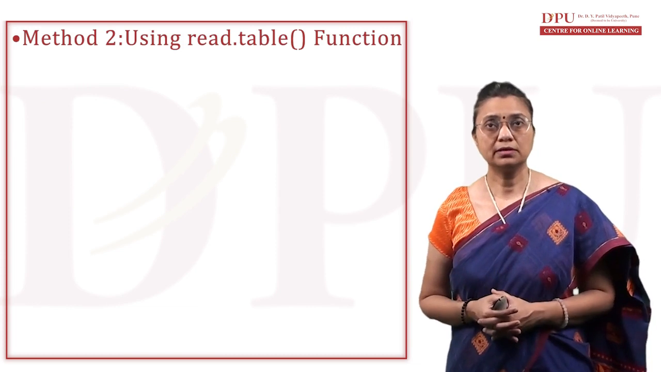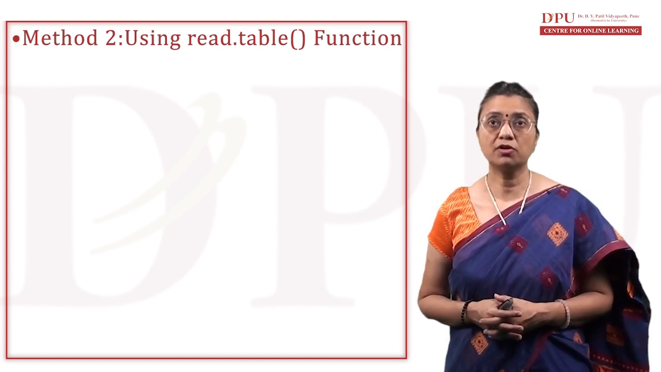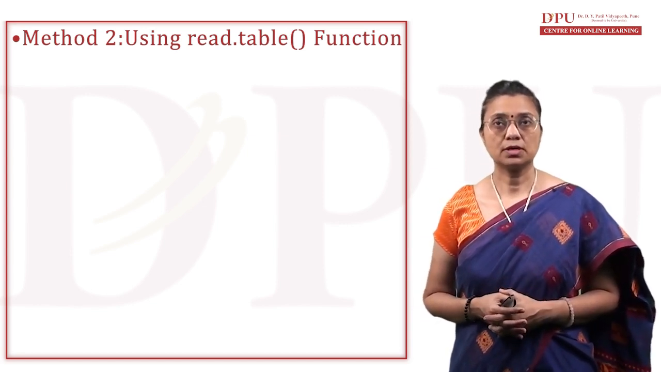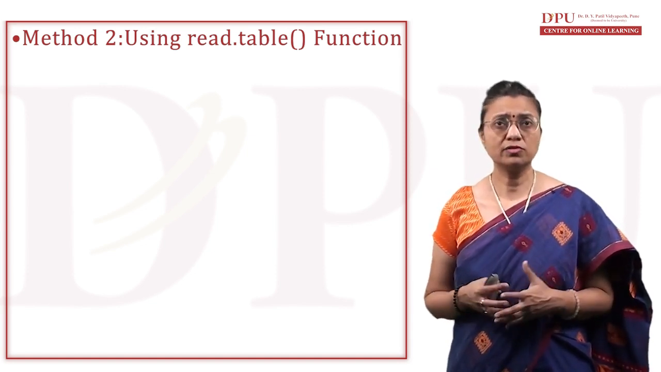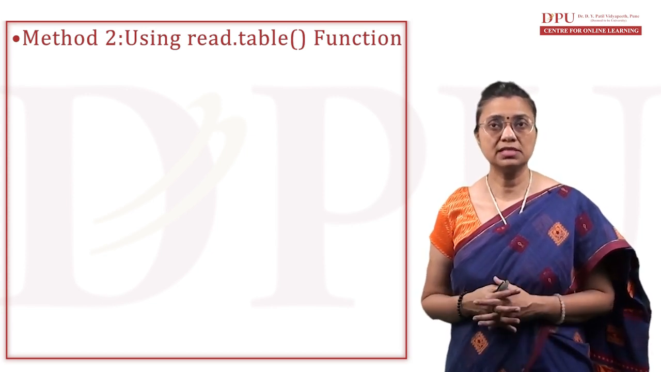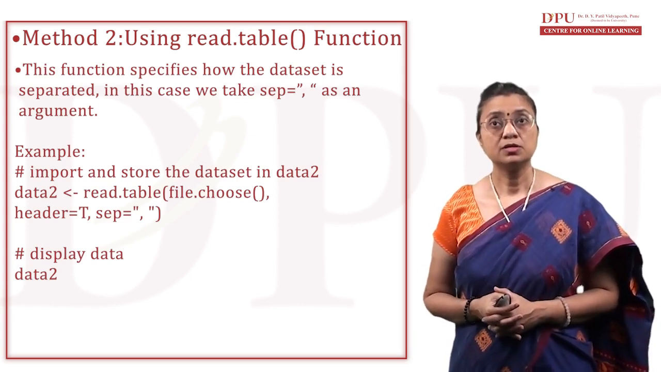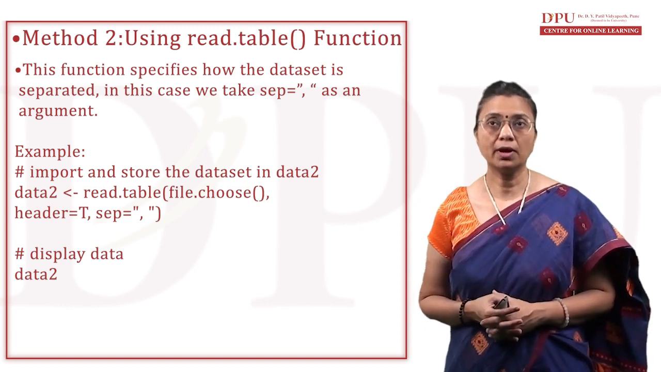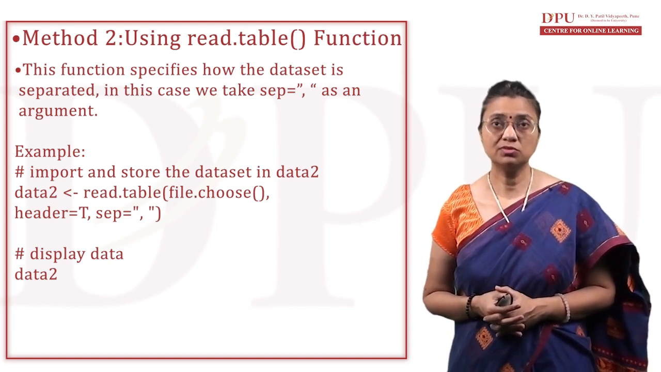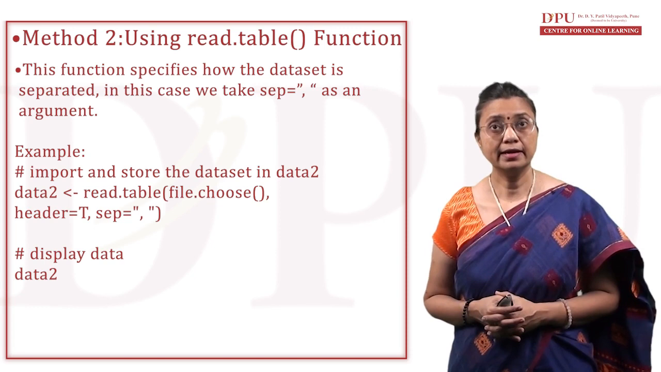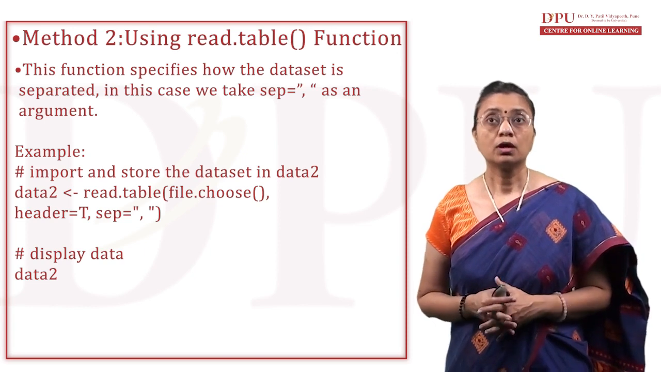Now, there is one more method, which is called method 2, and it is applied by using the function read.table. So you can see over here that there is one more function, which is a table function of the read class. Here also we can apply a little bit of the same logic and see how we get. So the function specifies how the data set is separated. So in this case, we take sep equals to comma as an argument, because we are choosing a CSV file. Now we all know CSV files are comma separated value files, and hence we are using sep as an argument, which is equated to comma.